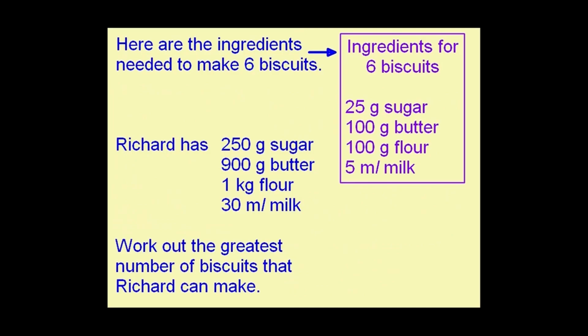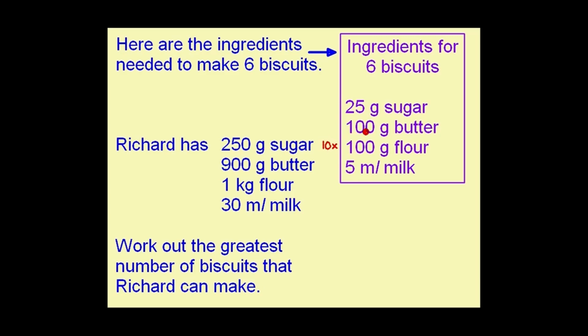Here's your final, difficult exam question to try. Press pause and have a go at it. When you're ready, press play. Now, every time Richard makes this recipe, he uses up 25 grams of sugar. If he's got 250 grams of sugar, that means he can make the recipe 10 times.